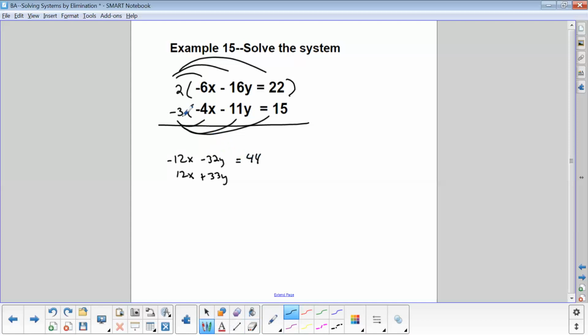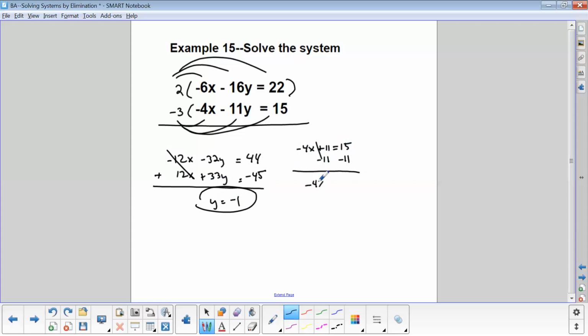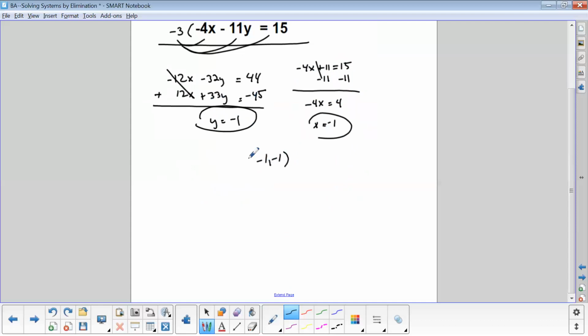And here would be negative and negative, so it's positive, negative and negative, that's positive, and then I get negative 45. So when I add these, I do eliminate the x. I get y is equal to negative 1. Since y is equal to negative 1, I'm just going to go back and substitute. So 4x plus 11 is equal to 15. So I'm going to subtract the 11 from 15. I get negative 4x is 4, so x has to be negative 1. So your solution is negative 1, negative 1.